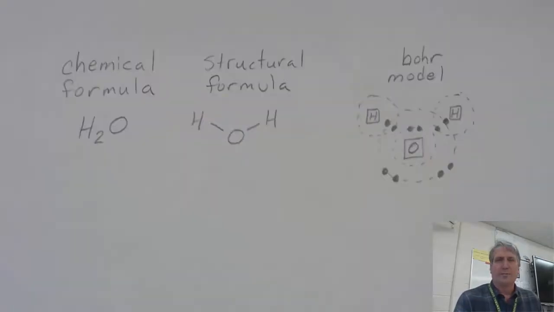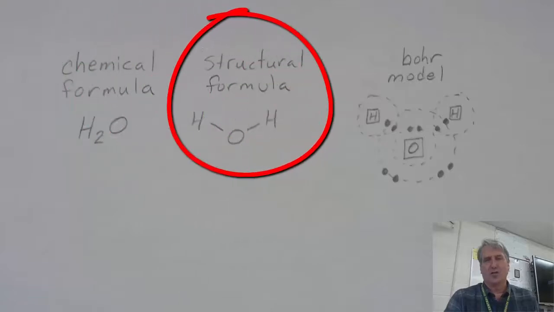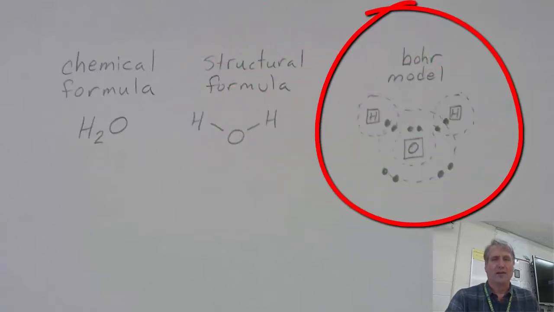You can represent a molecule with a chemical formula, a structural formula, and sometimes even a Bohr model. The chemical formula shows the number and types of atoms in the molecule. A structural formula shows the number and types of atoms in the molecule and how they are bonded together. And a Bohr model shows the number and types of atoms in the molecule, how they are bonded together, and the way that they share electrons.